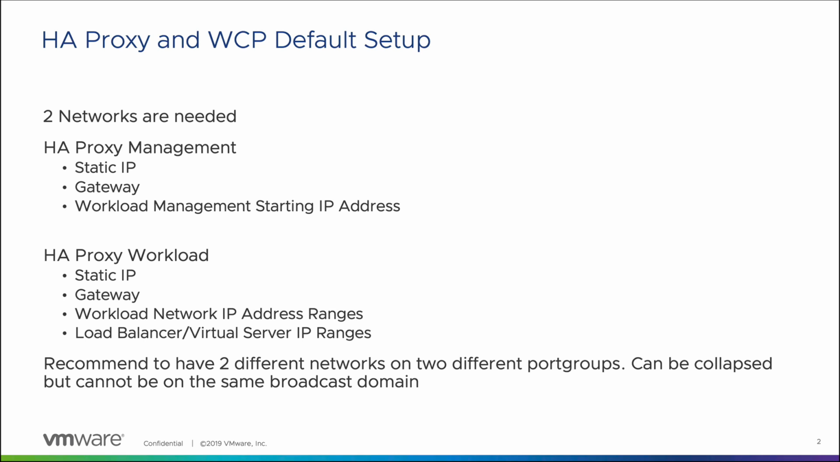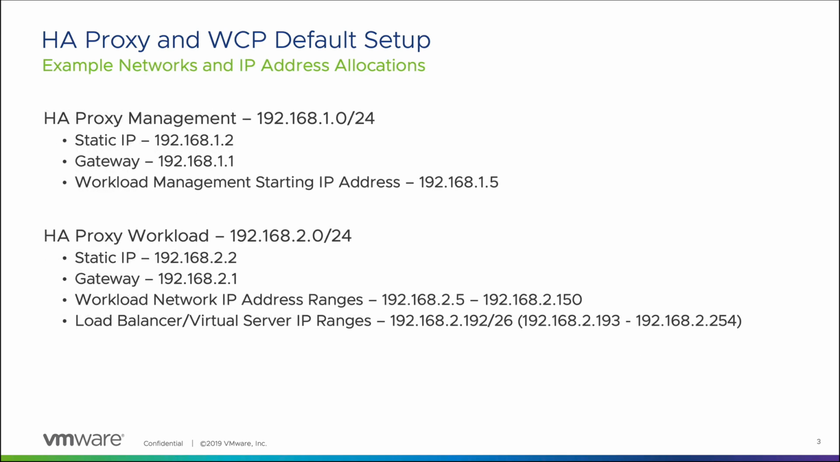So you can get wild with subnetting, or you can use two disparate networks on different VLANs to make it easy. Here's an example of how to allocate IP address space between the two networks. For instance, the management network will be on the 192.168.0/24 subnet. Within that IP address space, we're going to allocate IP addresses starting at 192.168.1.5 and up for the supervisor cluster management network.